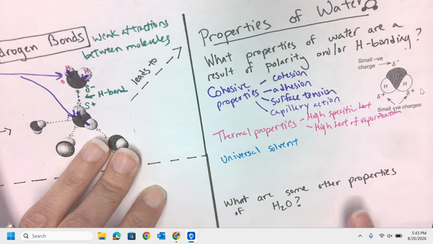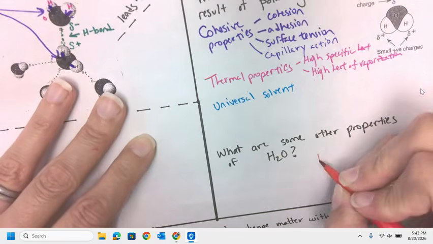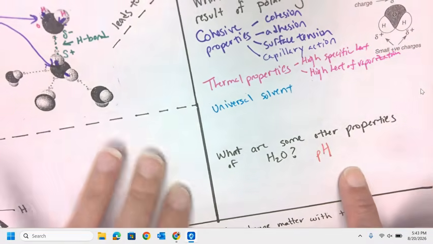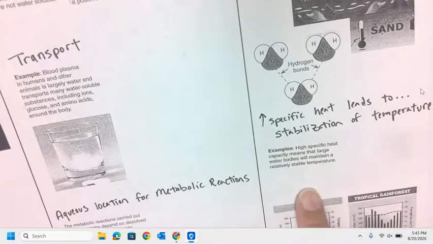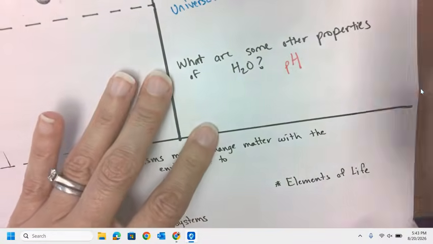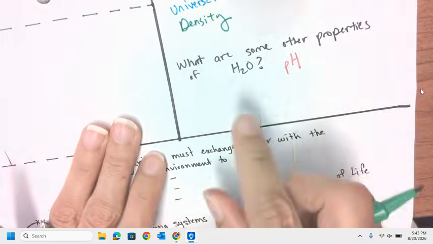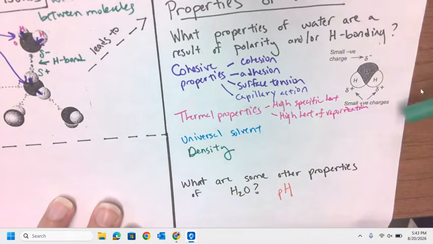Other properties of water include pH. That is actually not related to polarity and hydrogen bonding. So these are some of the properties of water. The back of this big sheet details all these properties, the solvent properties, the thermal properties, the cohesive properties. Oh, I even forgot density. And density is related to polarity and hydrogen bonding. I will do a separate video just on the properties of water, but this gives you an overview to get you started.